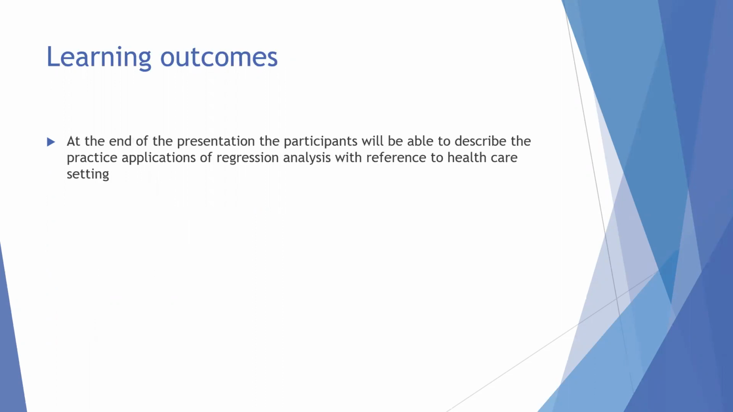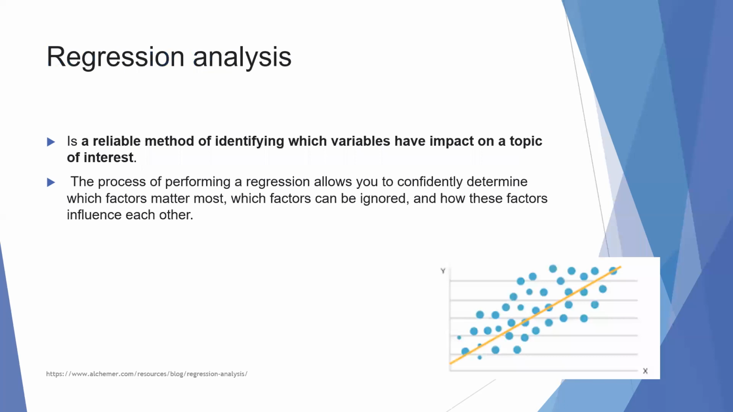At the end of the presentation, the participants will be able to describe the practical application of regression analysis with reference to healthcare settings and public health. Regression analysis is a reliable method, and it starts with identifying which variable has an impact on the topic of interest. For example, the process of performing a regression allows you to confidently determine which factor matters the most and which factors can be ignored. So, how these factors influence each other will be discussed in the upcoming slides.